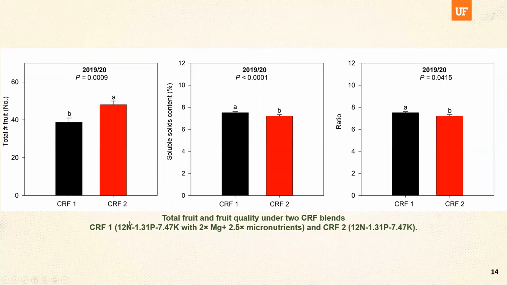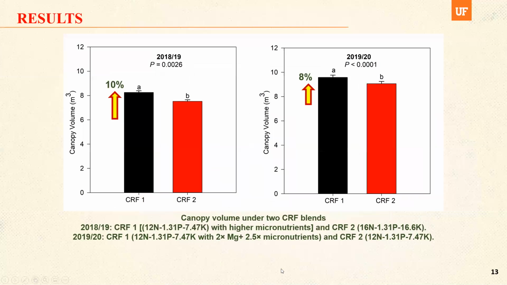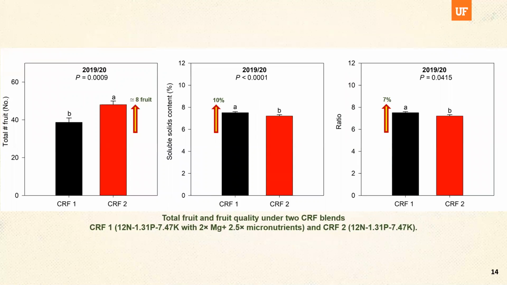Again, here the x-axis represents the application of controlled release fertilizer and y-axis represents fruit yield on left, number of fruits on left, and fruit qualities on right. So as you can see, the IFS recommended controlled release formulation actually increased the number of fruit. However, it decreased soluble solid content and ratio. So what we can conclude from this graph and our previous graph is that the application of higher rates of micronutrients actually increases the canopy growth at the expense of fruit yield.